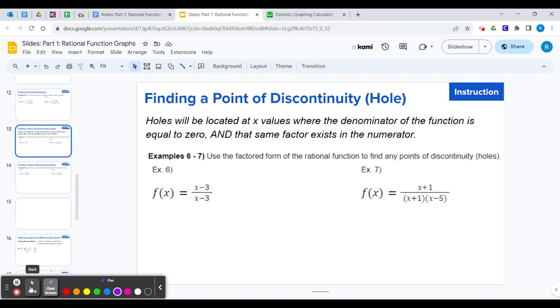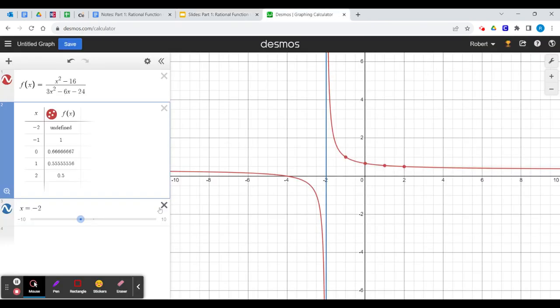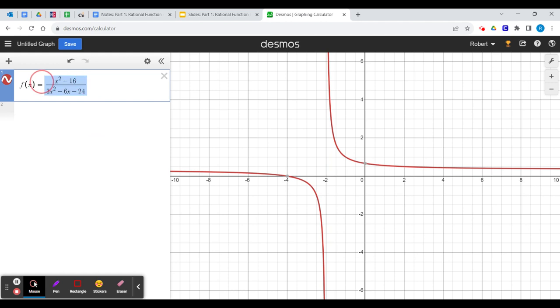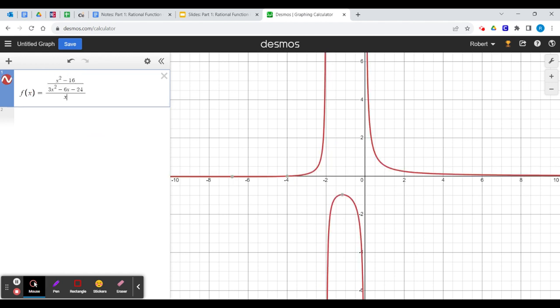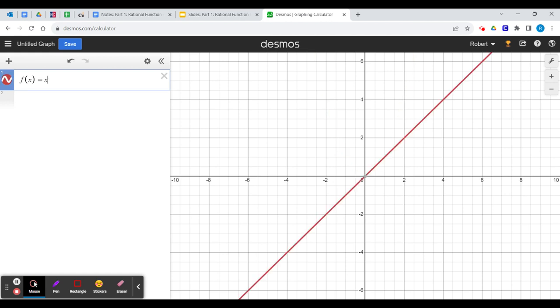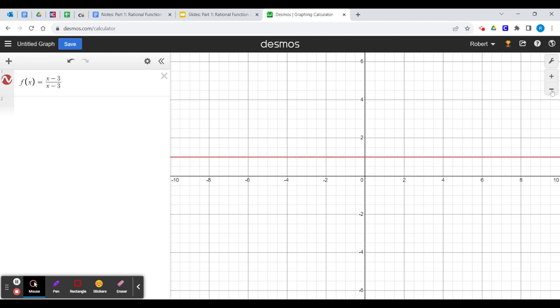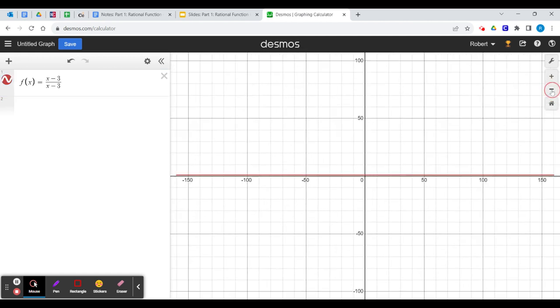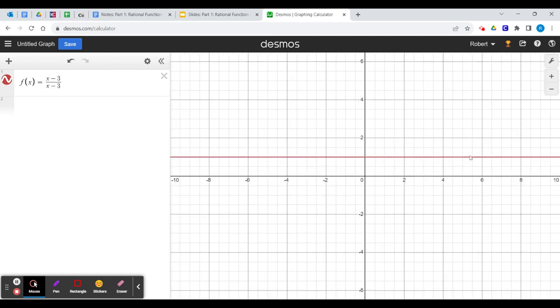But if we throw this in our graph, let's delete some stuff. We have x minus 3 up top and x minus 3 on the bottom. You'll notice that we basically have what looks like a straight line. It looks a lot different.